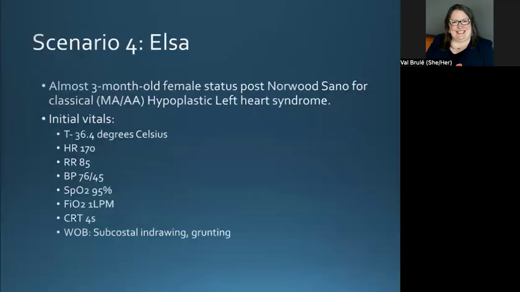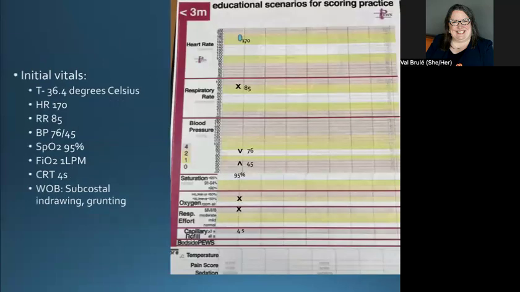Finally, our last scenario is Elsa. Elsa is an almost 3-month-old female, status post Norwood Sano for classical hypoplastic left heart syndrome, which is mitral atresia, aortic atresia. The initial vitals for this patient are temperature 36.4 degrees Celsius, heart rate 170, respiratory rate 85, blood pressure 76 over 45, saturation 95%, FiO2 1 liter per minute, capillary refill time 4 seconds, and work of breathing shows subcostal indrawing and grunting. Of note, like all scenarios, we've switched forms to match the age.